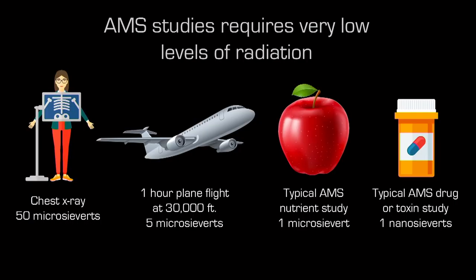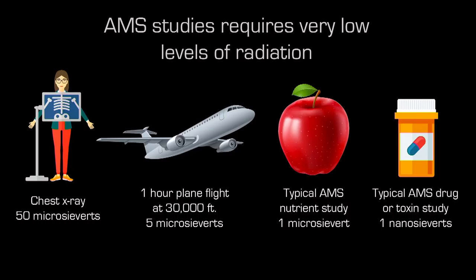And not only is it sensitive in detecting chemicals, the amount of radioactivity that AMS can detect is extremely small as well. You know, we're at the atom level. It requires very low levels of radiation to do these biological tests. For example, if you were to go to the doctor and get a chest x-ray, you'd be exposed to about 50 microsieverts of radiation. Now, a sievert is just a way to measure whole body radiation exposure. If you were to get on an airplane and fly down to LA, just because of the cosmic radiation, you would be exposed to 5 microsieverts of radiation. So this is all background that everyone gets during their lifetime.